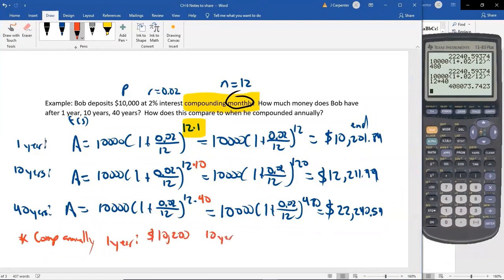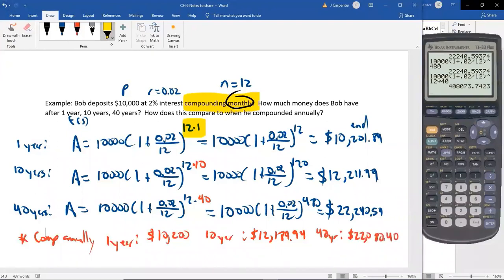The 10-year number was 12,189.94. And the 40-year number was $22,080 and 40 cents. I just wanted to not have that go off the margin. $22,000. Oops, put my comma in the wrong spot there, didn't I? 80, 40. There we go.